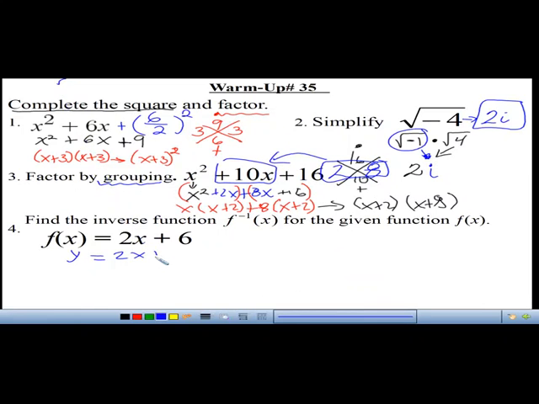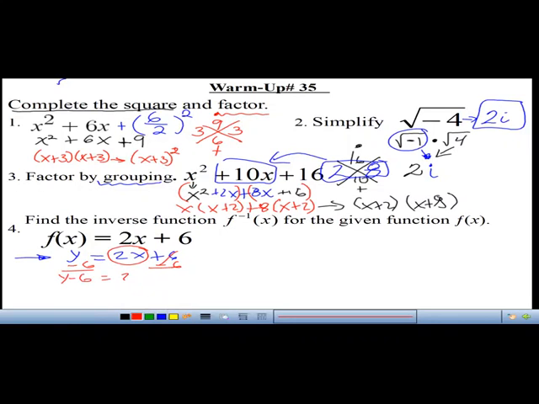Y equals 2x plus 6. Okay, there it is. All right, now that we have that, what variable is it solved for? It's solved for y. Well, to make it into its inverse, now we need to solve for what? For x. So that means I need to leave x by itself. So I need to subtract 6. Subtract 6. So I end up with y minus 6 equals 2x.